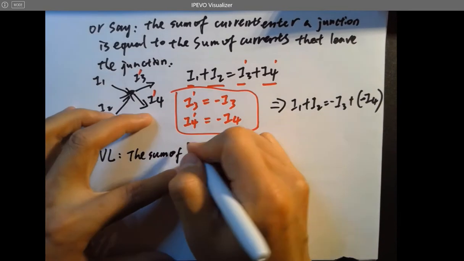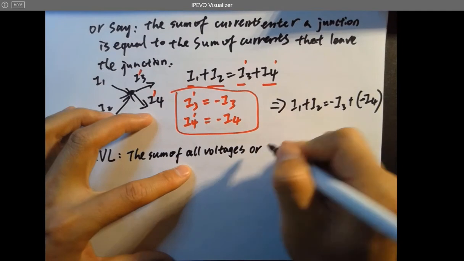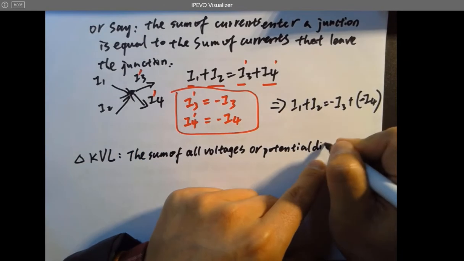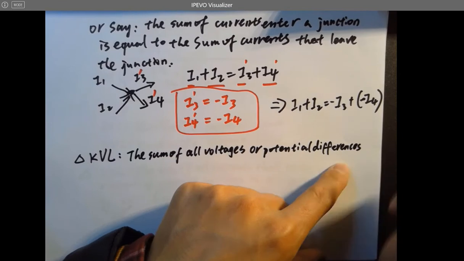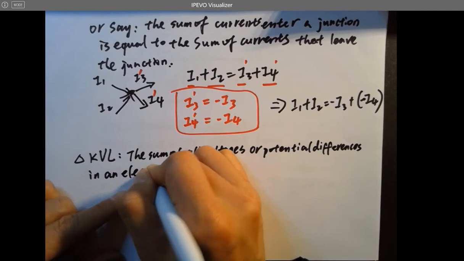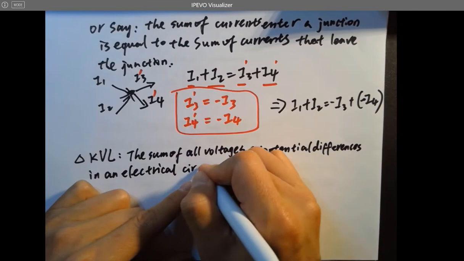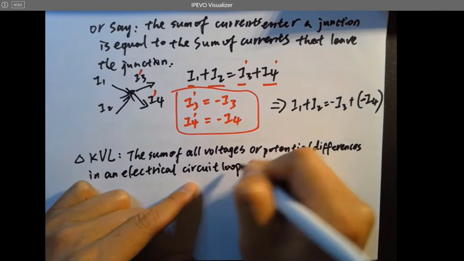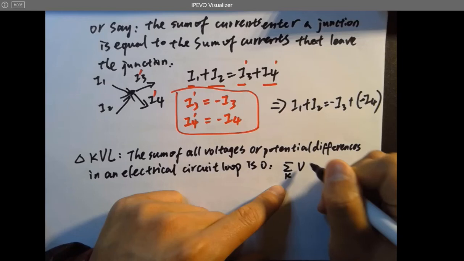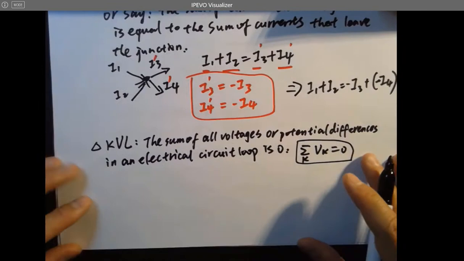The sum of all voltages or potential differences in an electrical circuit loop is 0. So which means if you have a sigma, then you just add all these voltage differences, you are getting 0, right? So let's look at the circuit.